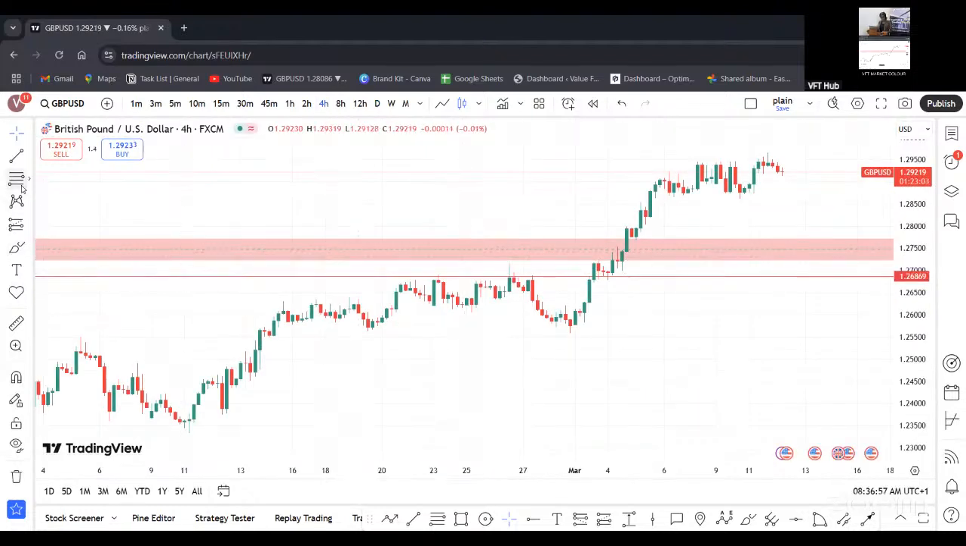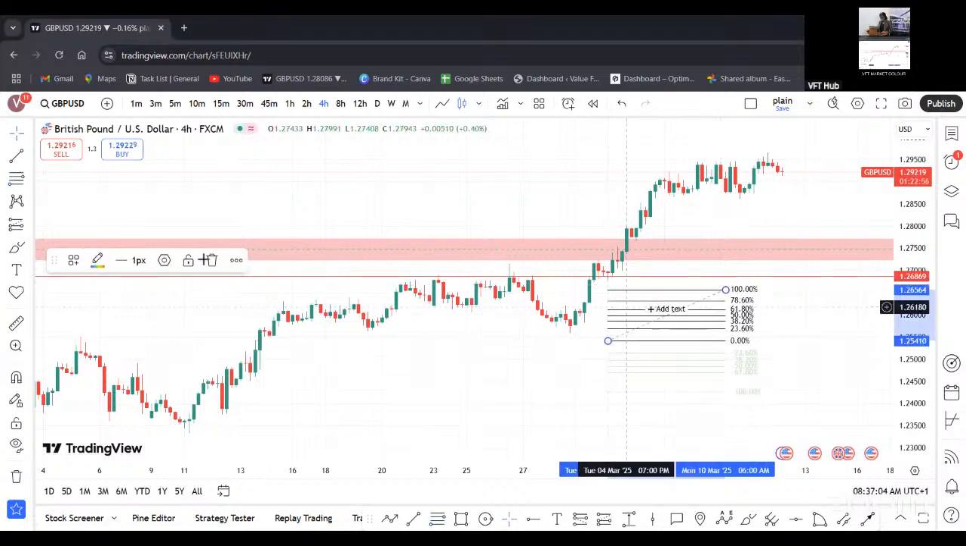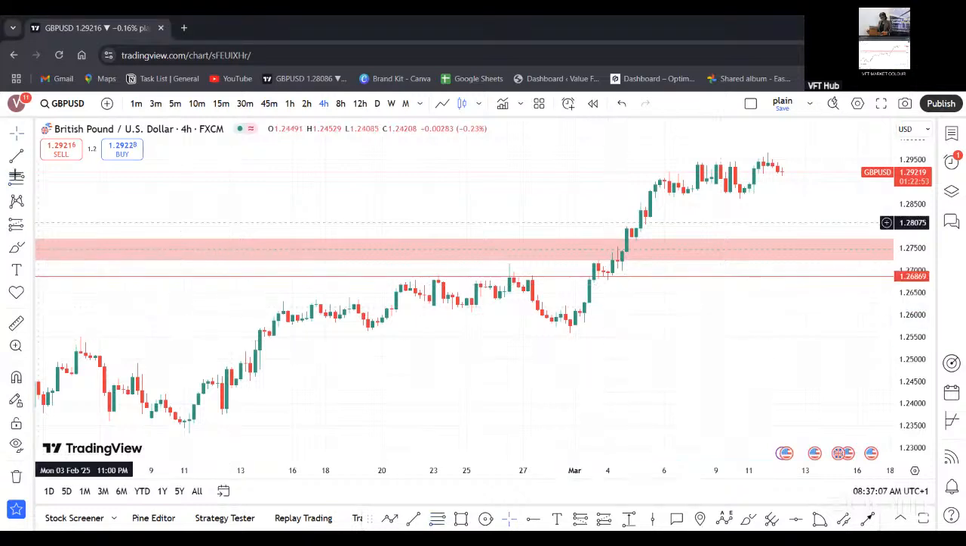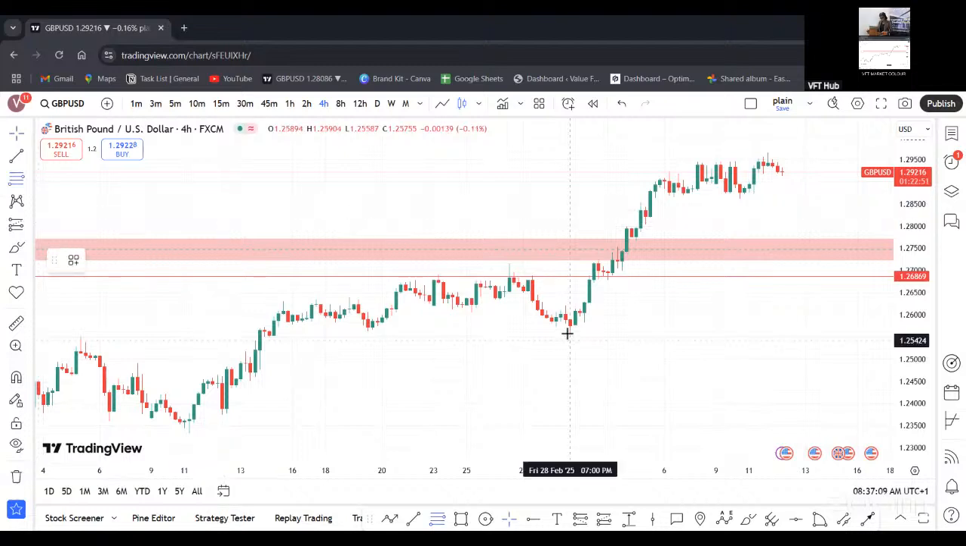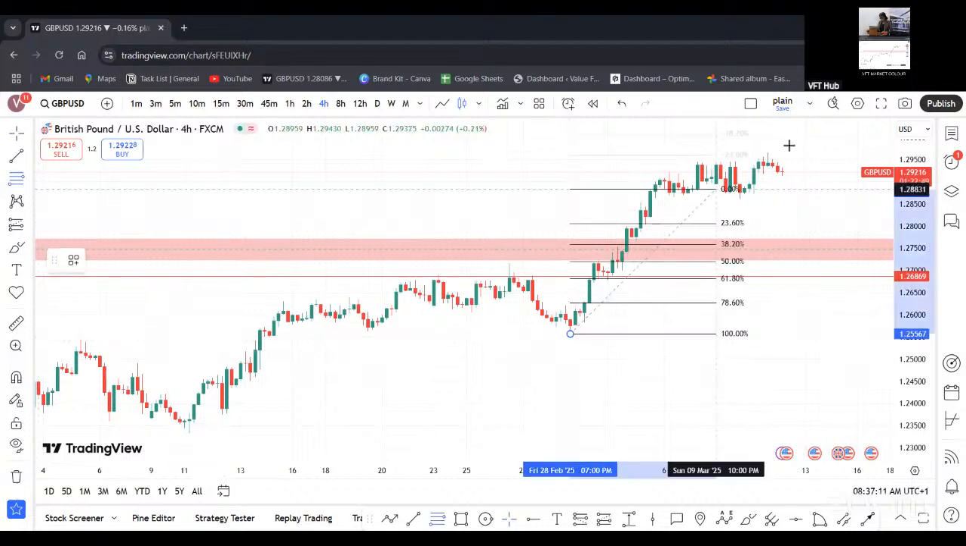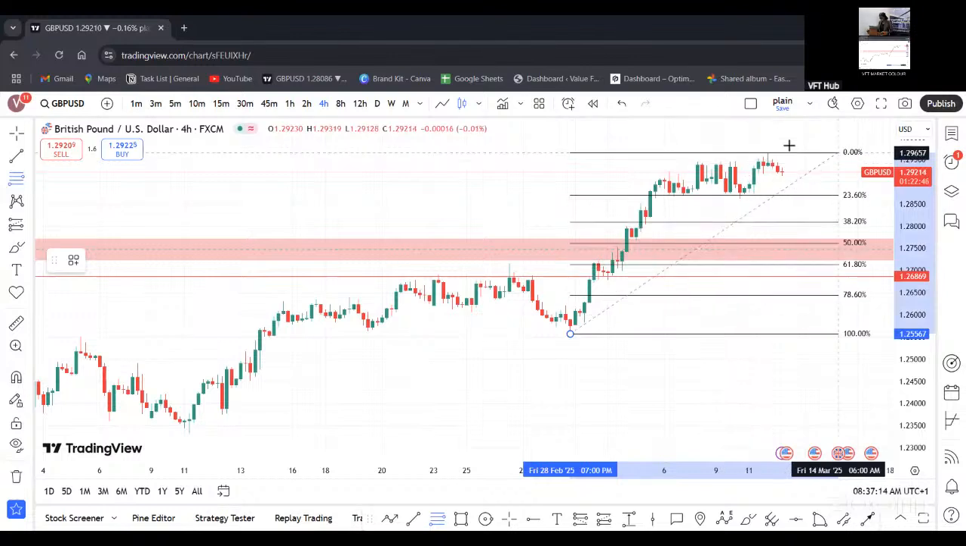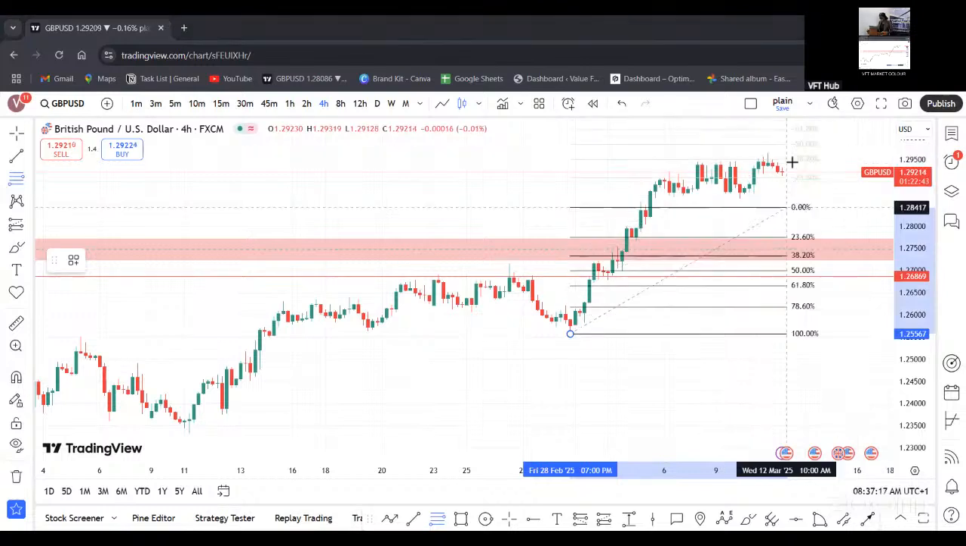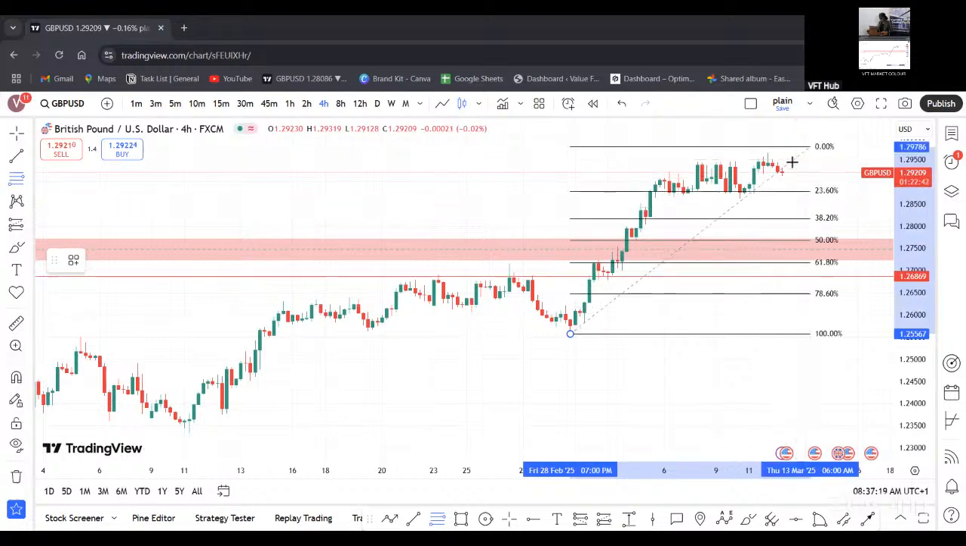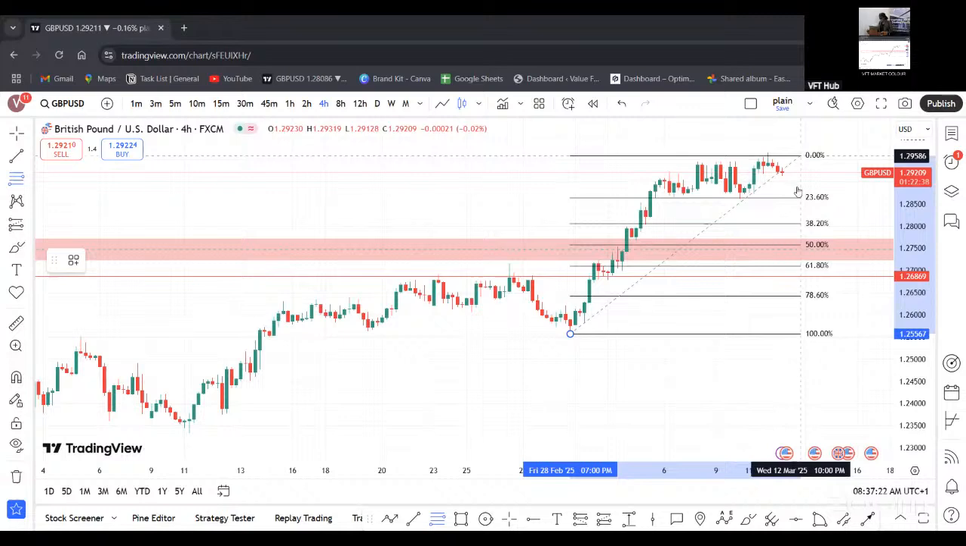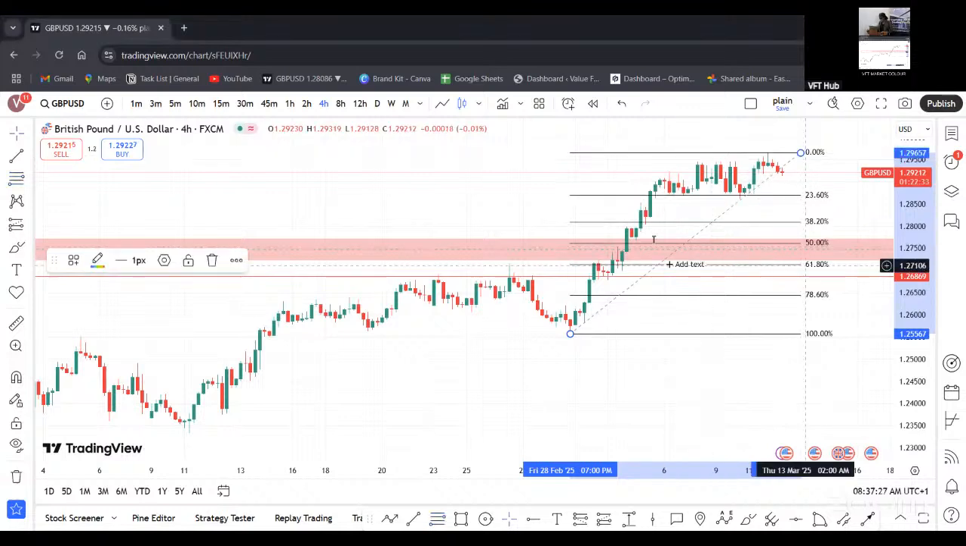And on the 4-hour time frame, I will be fibbing the most recent swing from point A to point B. Price should retrace into the 61.8% fib level, which is a good discount point for us to buy GBP USD from.